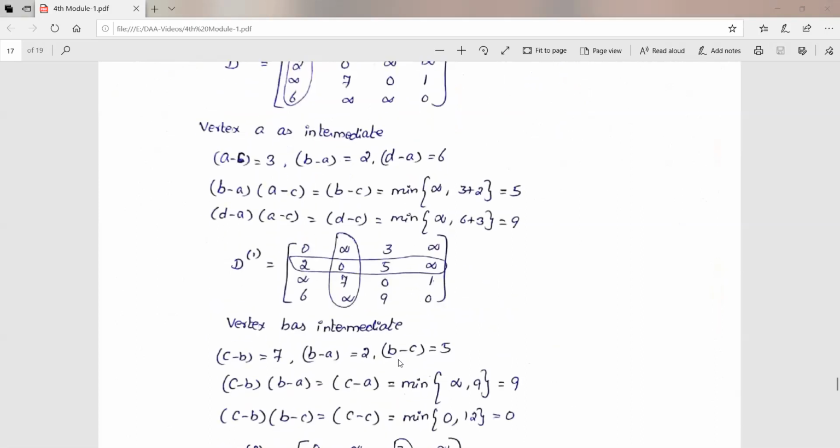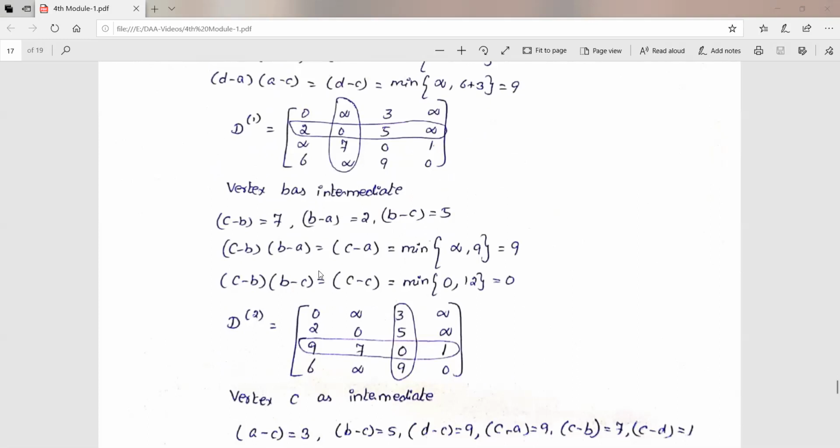Okay, so now we have to consider the vertex B as the intermediate vertex. Okay, so now you take the B-th row and then the B-th column. Now you take all the values which is present here. So we are having the values 2, 5 and then 7. So that is C2B is equal to 7 and B2A is equal to 2 and B2C is equal to 5. Okay, so here we are using B as the intermediate vertex. So we take CB and then we take BA. So now we can identify CA. Okay, so next is CB and then BC. Now we have to identify C to C.